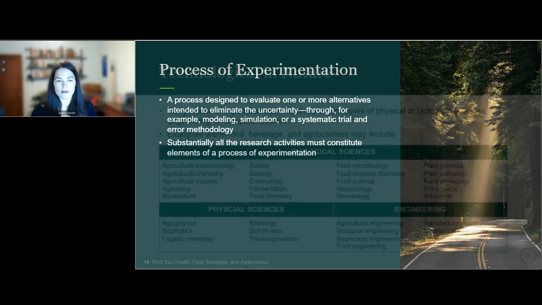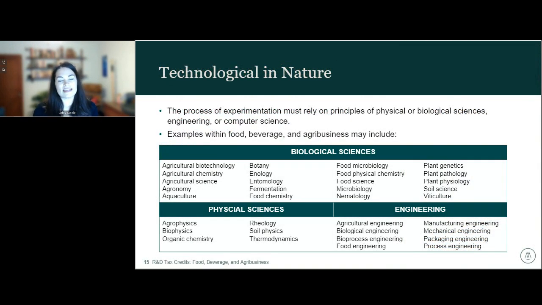So moving on to the fourth criteria, is it technological in nature? This is usually the easiest to identify, actually, because it relies on principles of physical or biological sciences. So we've listed here multiple examples of physical or biological sciences as they relate to the food, beverage, and agribusiness industries. It's probably easier to describe what does not meet the technological in nature standard, and that's more when you're looking at the social sciences and more of the sales and marketing type activity, and less related to design, development, or process improvement work.